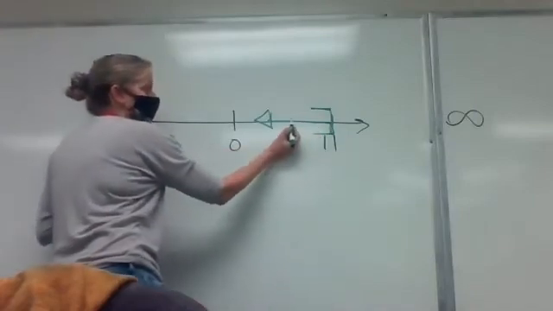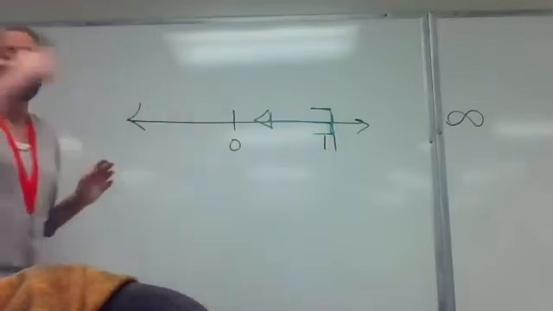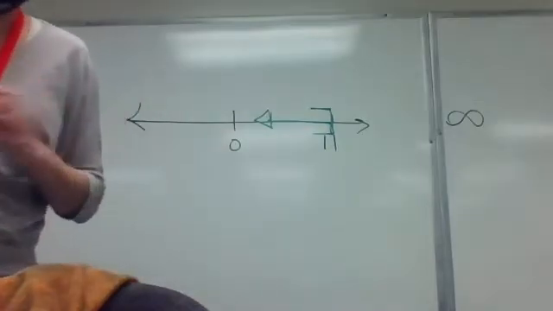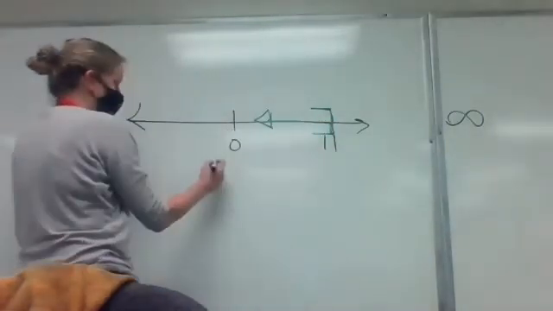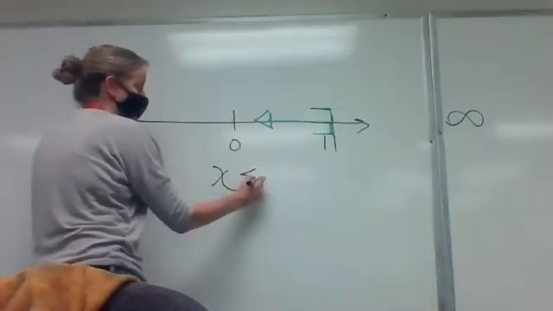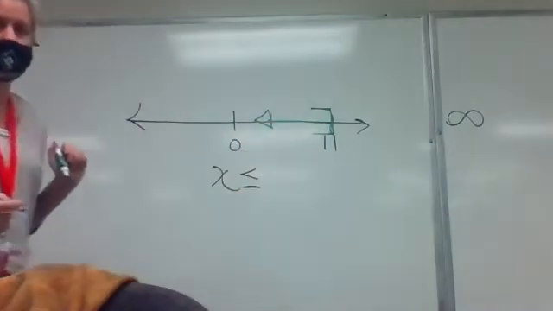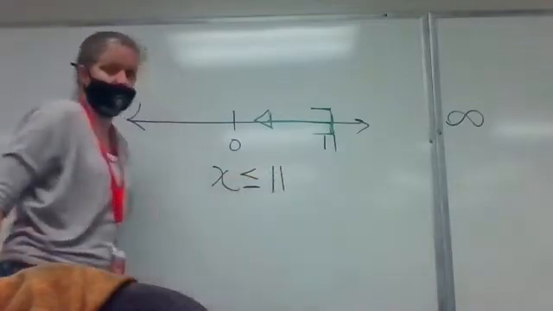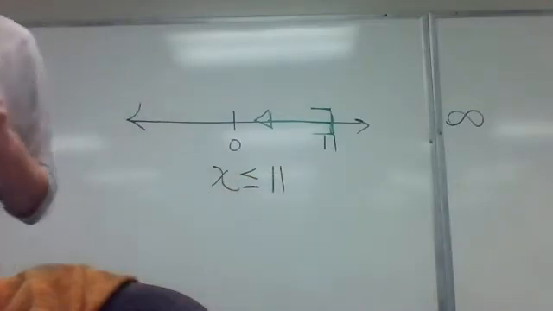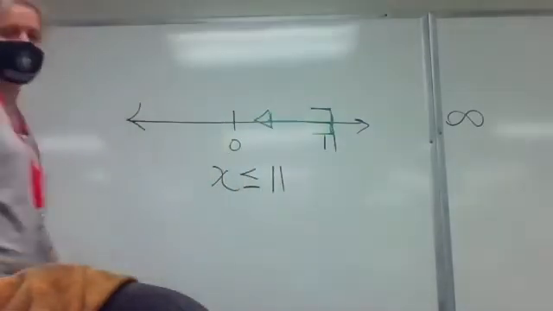What are the numbers that are to the left of 11 on the number line? They are less than it, right? So that's what I want to do. I want to say X is all the numbers less than, since it's a bracket, or equal to 11. That's what that arrow means. This arrow covers all the numbers less than 11.